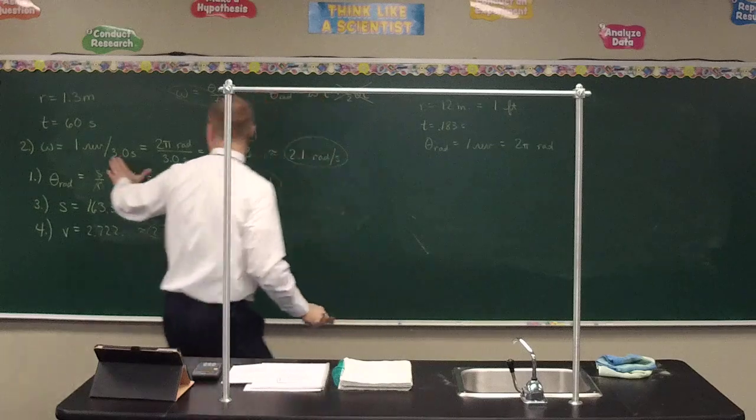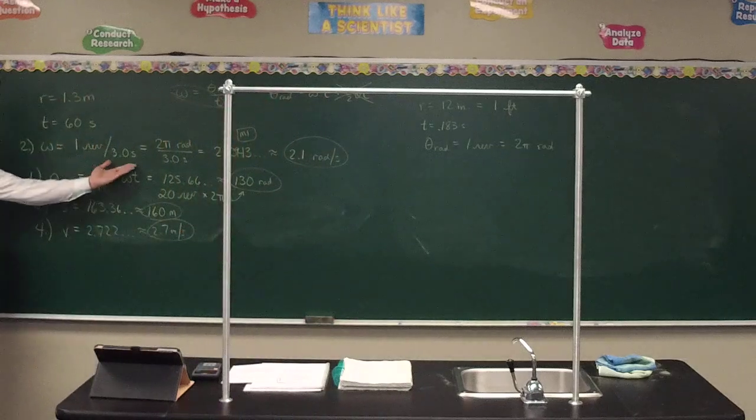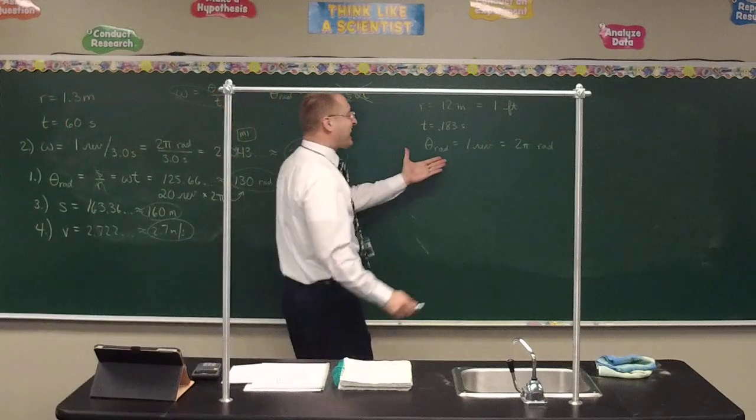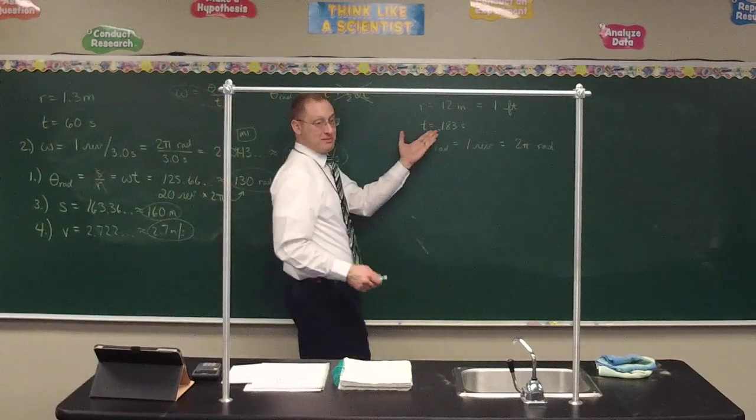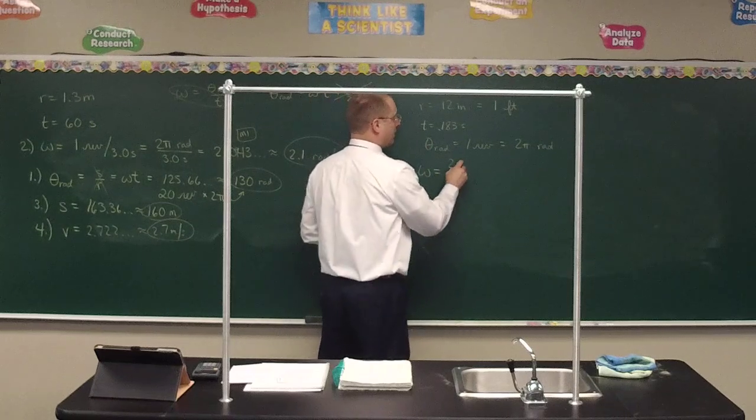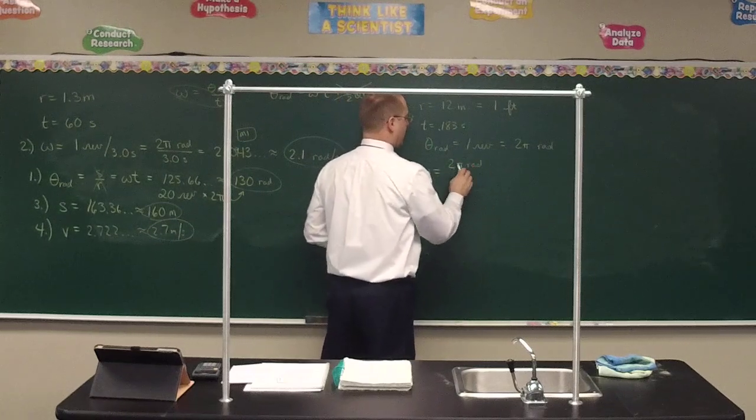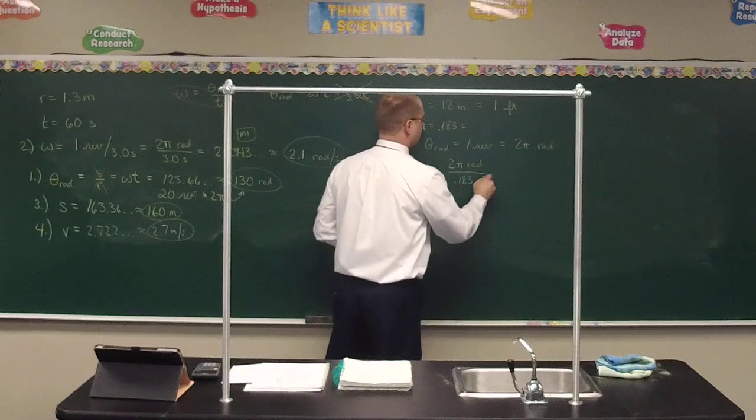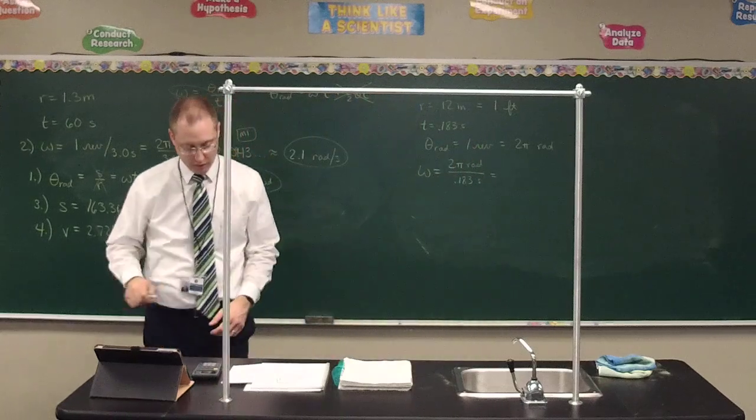I was going to think of it like I did over here, where I said a revolution every 3.0 seconds, and I called that omega. Technically, theta rad over t is what we're doing to find omega. So 2 pi radians over the 0.183 seconds. And what is the angular velocity?